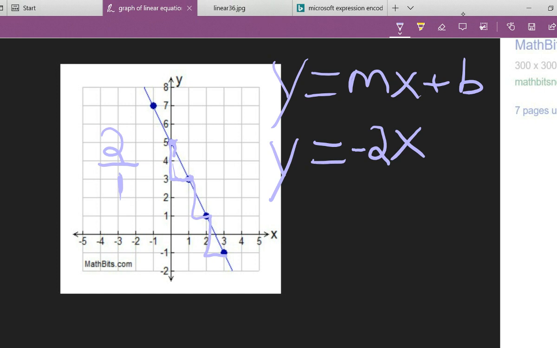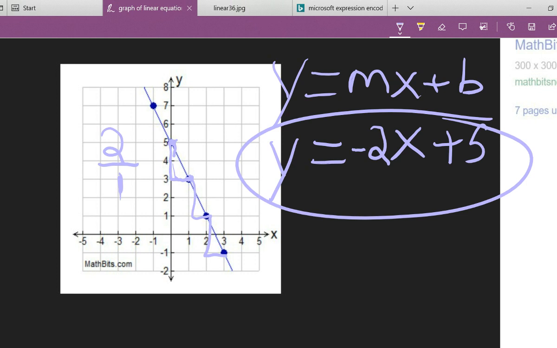Now, where is it crossing the y-axis? I know it's kind of hard to see right there, but it's crossing at positive 5. So you would put plus 5, and we are done with that one. I just want to show you that one because it's a whole number. That's your rate of change. The slope's a whole number, so you just simplify the fraction.